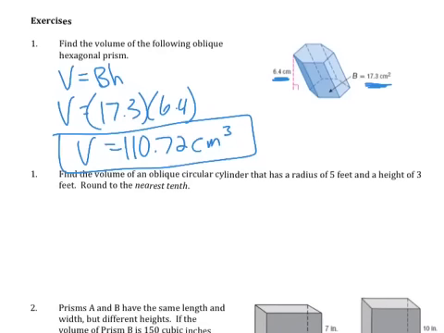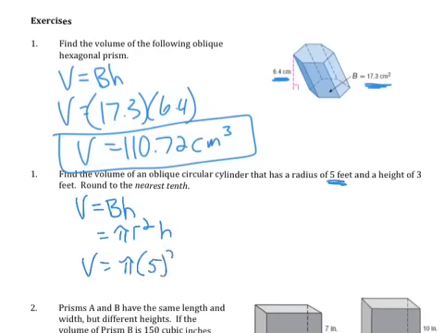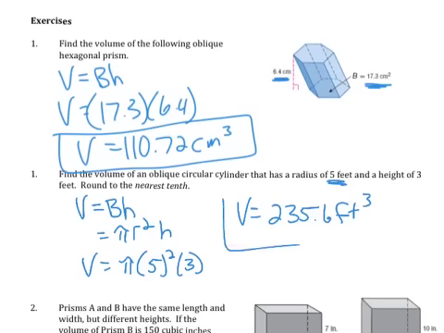Okay, and the second one, find the volume of an oblique circular cylinder that has a radius of 5 feet and a height of 3 feet. Round to the nearest tenth. All right, feet and feet, so my dimensions match. I know volume is going to be base area times height. In this case, the base area is pi times the radius squared. My radius is 5 times the height. So volume is going to be pi times 5 squared times 3. If I'm rounding to the nearest tenth, I get 235.6 cubic feet.